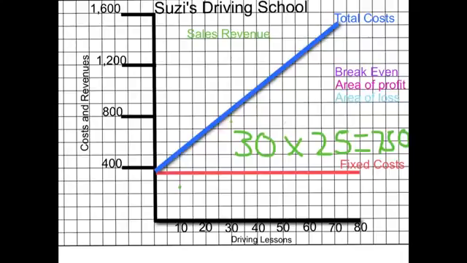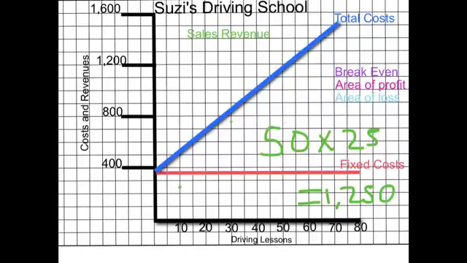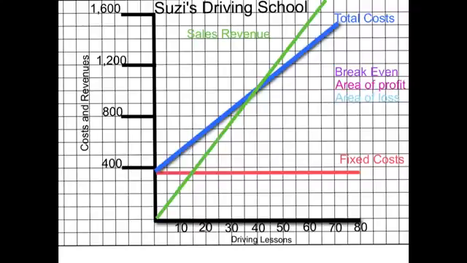Here you are, and the same again for 50 driving lessons. So 50 times 25 equals £1,250 that Susie will get from sales revenue. Let's plot that on the graph. And here it is. Now you can continue to do this for 70 and even 80 lessons if you want. You will need to extend your graph. Now we're going to join the dots of the sales revenue line together. There we go.